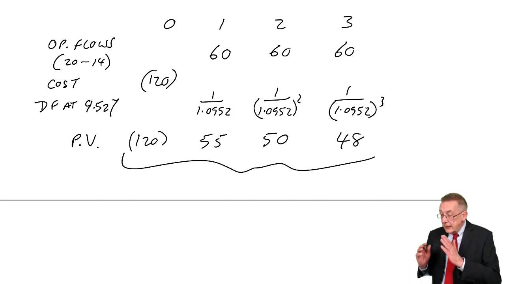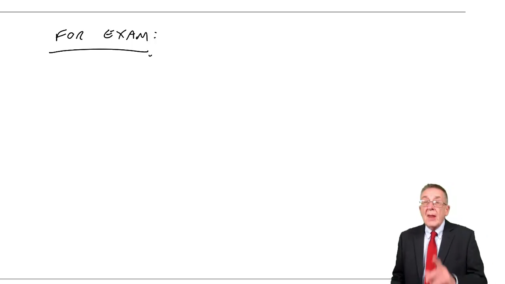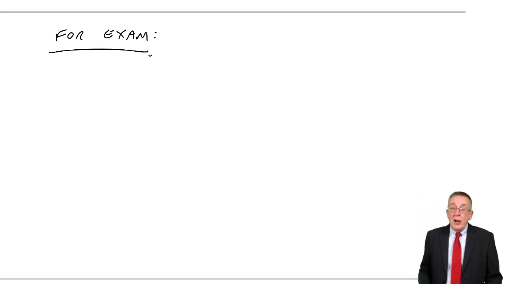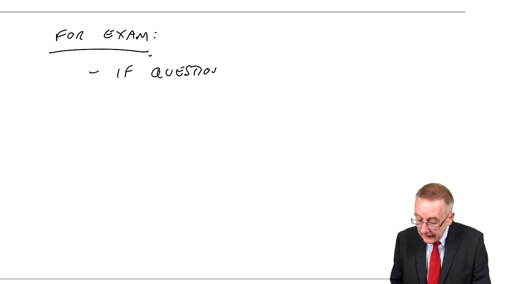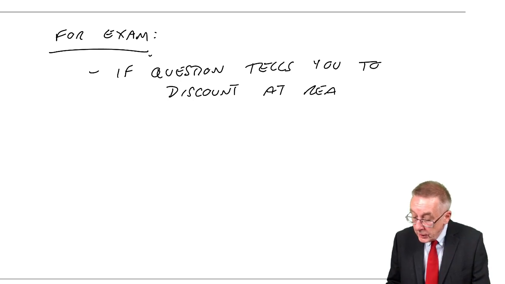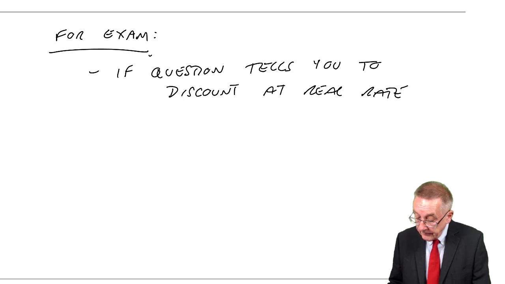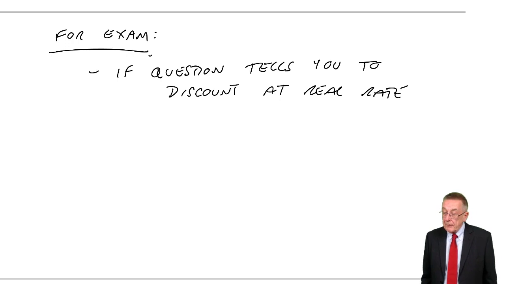And so I did say, and this is important, the times this is relevant in the exam, three situations. The first, obviously, is if the question tells you to discount at the real rate. If you're told to do it, you do it and you don't argue, clearly. Unlikely, it happened once, but it's unlikely.